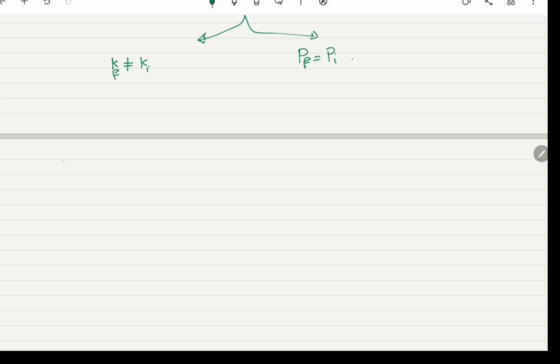Note: if the objects stick together after the collision, it is called a perfectly inelastic collision. It's a very important note here.